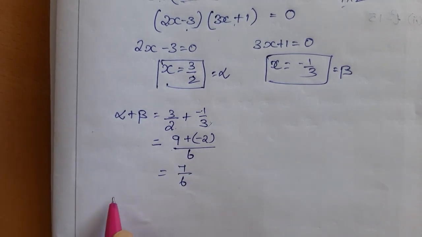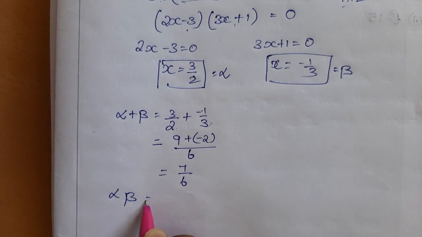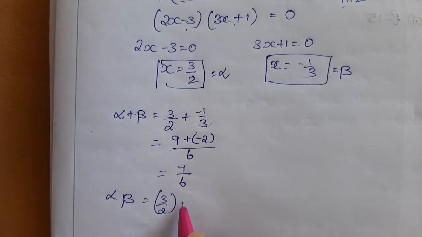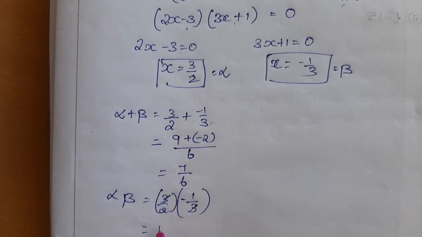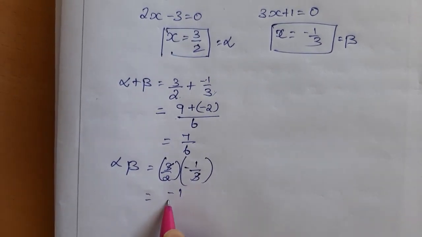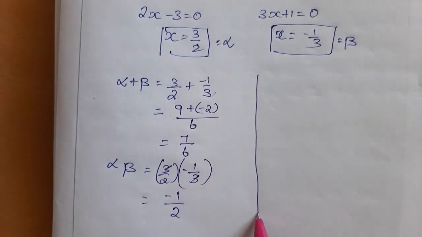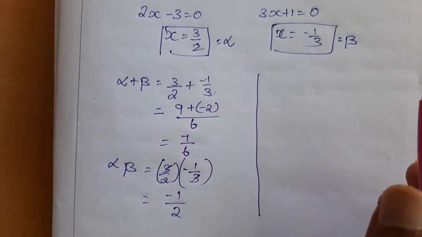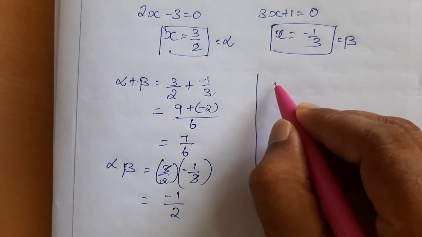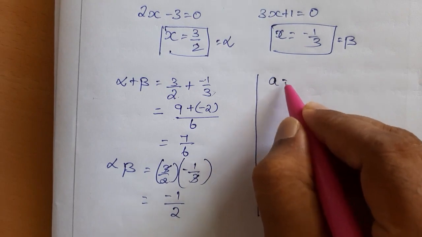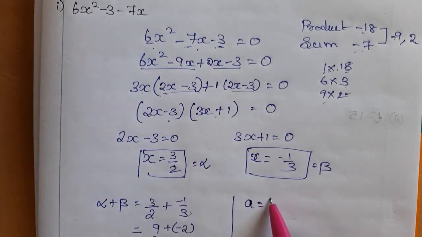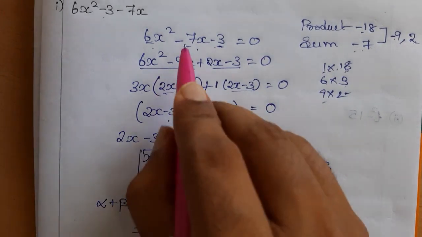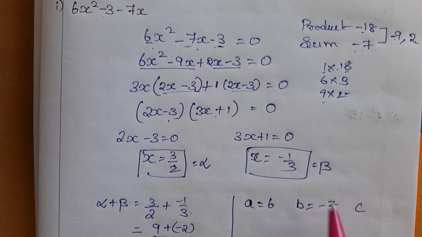What is alpha into beta? 3 by 2 into negative 1 by 3. The 3 cancels, and the answer is minus 1 by 2. So these are the zeros, right? Now we are going to compare with the coefficients. From the question we have to know what A, B and C are. What is A here? A is 6, B is -7, C is -3.